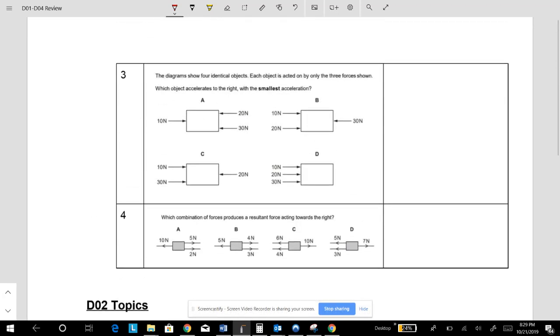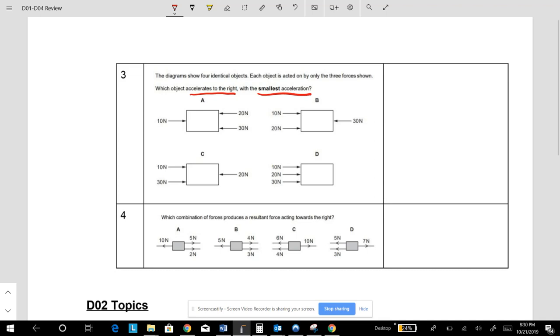So the diagrams show 4 identical objects. Each object is acted on by only 3 forces shown. Which object accelerates to the right with the smallest acceleration? All right, so if we look at this, we're looking for something that has a small acceleration. And again, forces do not cause movement, acceleration does. So we're looking for which one's going to start the movement to the right-hand side with the smallest acceleration.